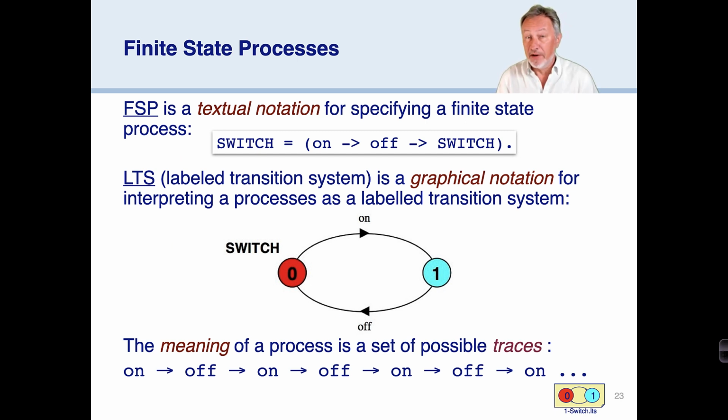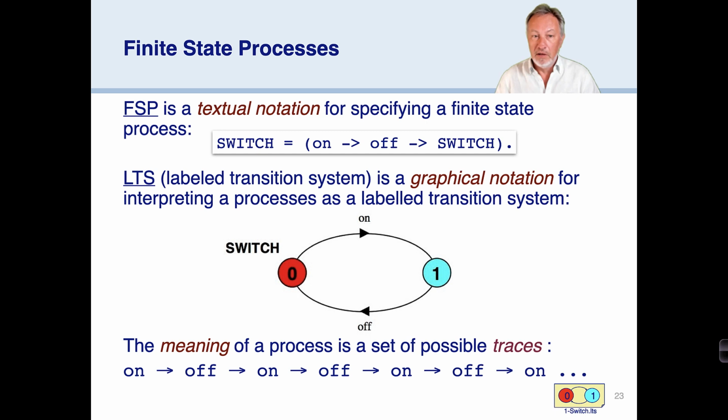FSP stands for finite state processes, and it's a text-based notation, like a very simple programming language or domain-specific language for specifying a finite state process. Here, for example, we specify the process called switch, and it takes a bunch of actions. So we have processes and actions. A process can also stand for a particular state of a process. So switch is the process that allows us to perform the action on and then the action off, and then we repeat with the process switch.